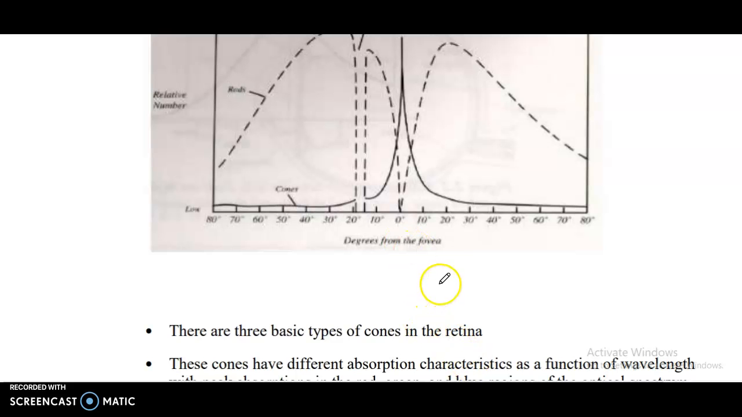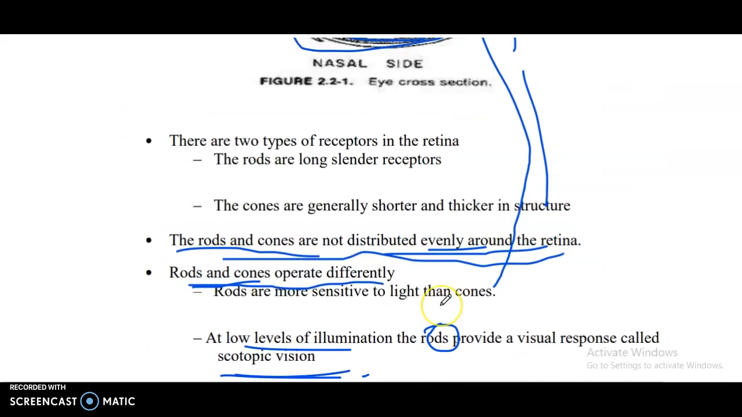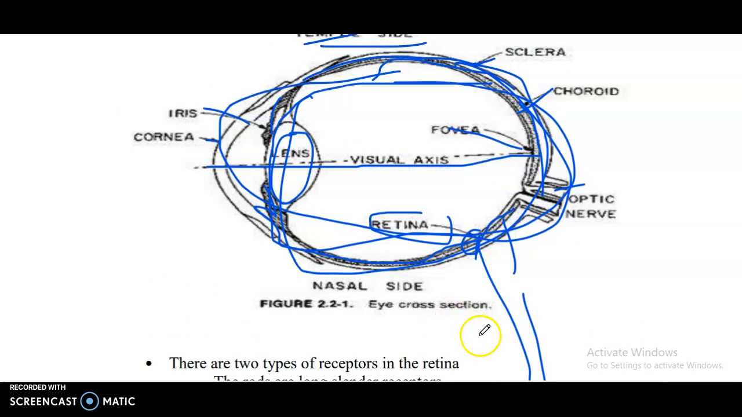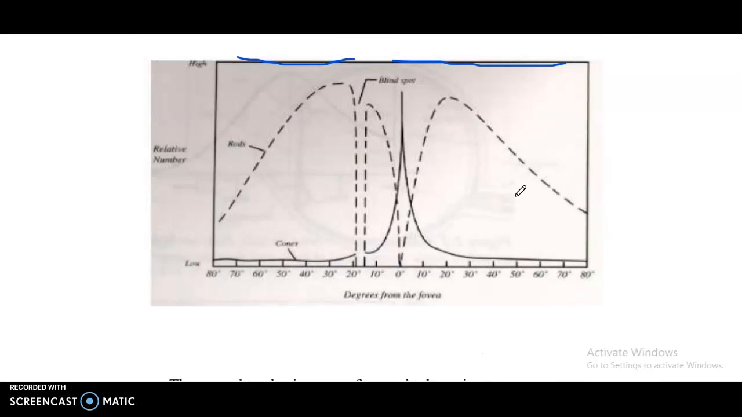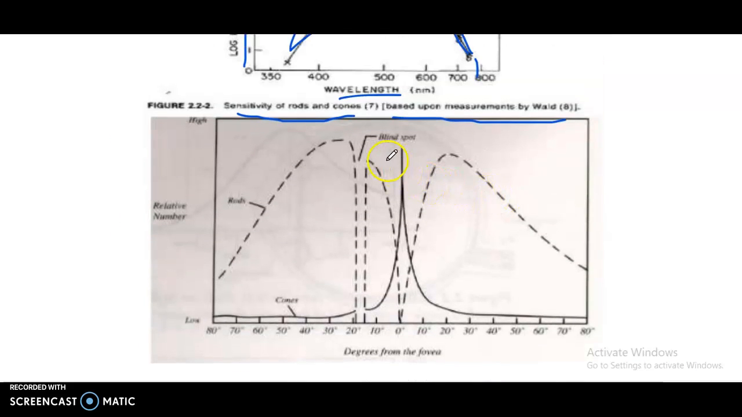Degrees from the fovea. Blind spot, this one. This is the cones. This is the rods.